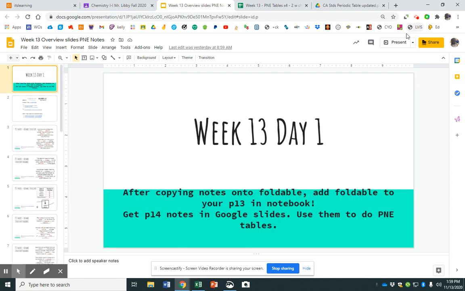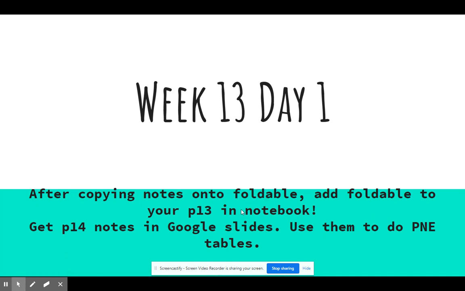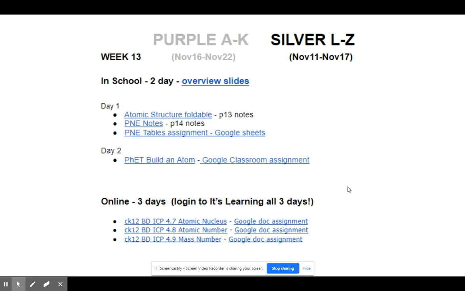You have a foldable to do. You're not going to get the foldable. You can print it. It is there. You can print it and put it in your notebook, or you can just copy the notes. But these notes need to get on page 13 of your notebook. These are the slides that are available to you to show you what you need to do and all that stuff.